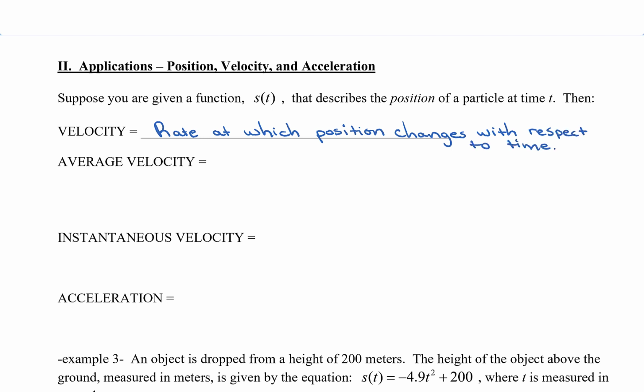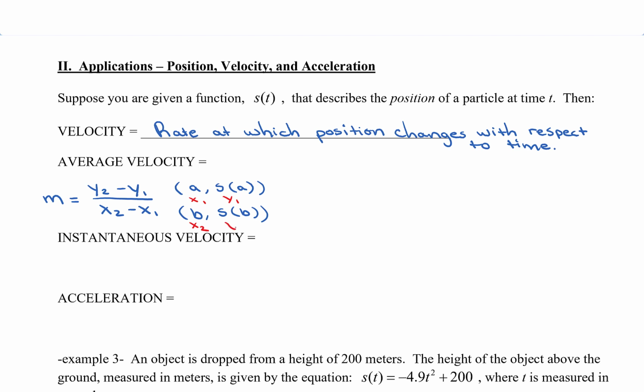Average velocity. For average velocity, I'm going to begin by writing down the formula for slope. M equals y sub 2 minus y sub 1 all over x sub 2 minus x sub 1. The 2 points that we're going to use to substitute into the slope formula are these 2 ordered pairs, a comma s of a, which I'm going to label with an x sub 1 and y sub 1, and then b comma s of b, which I'm going to label with x sub 2 and y sub 2.